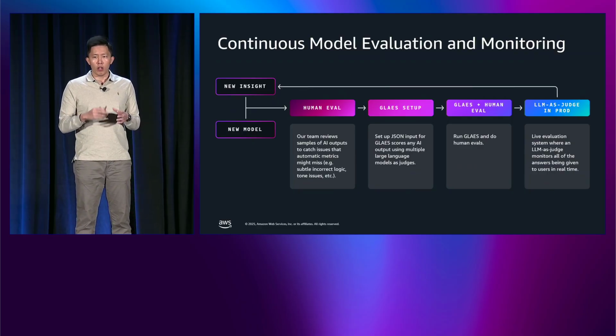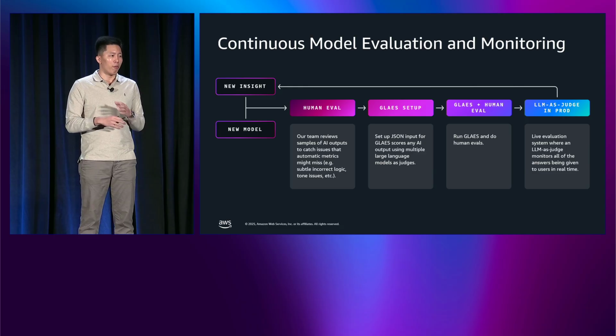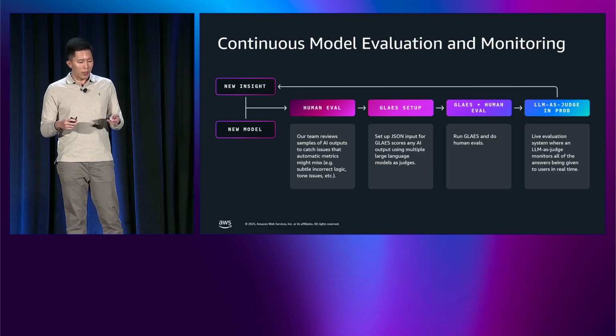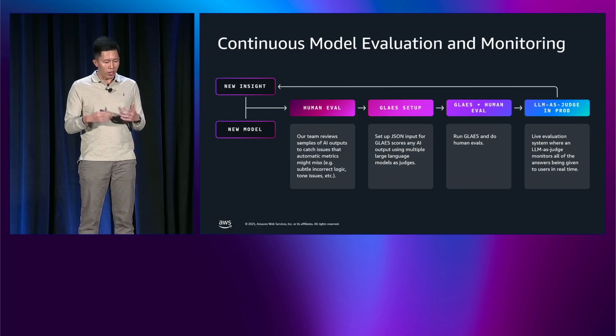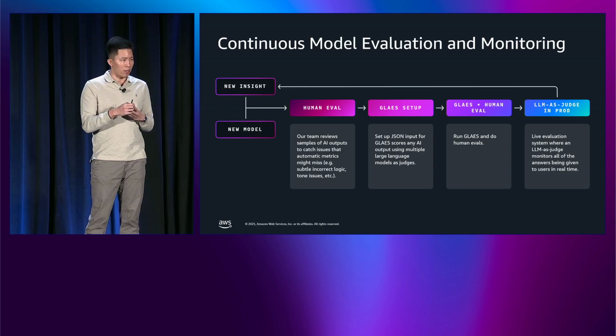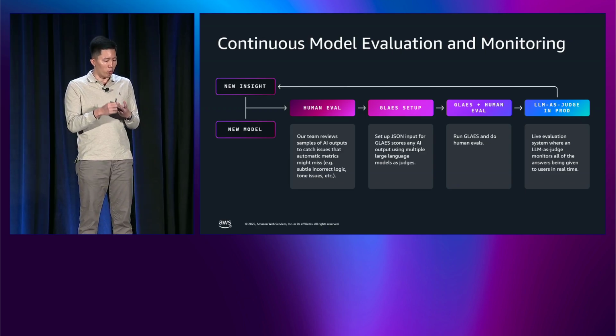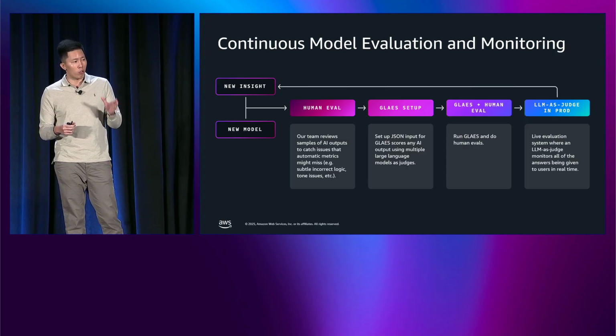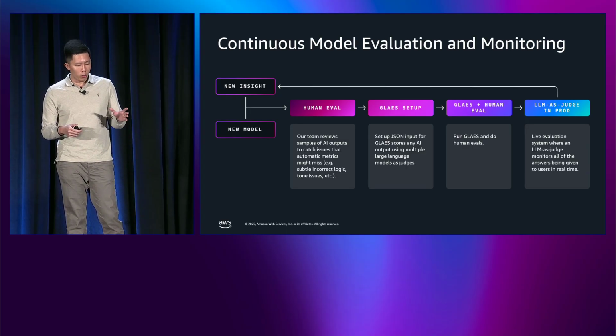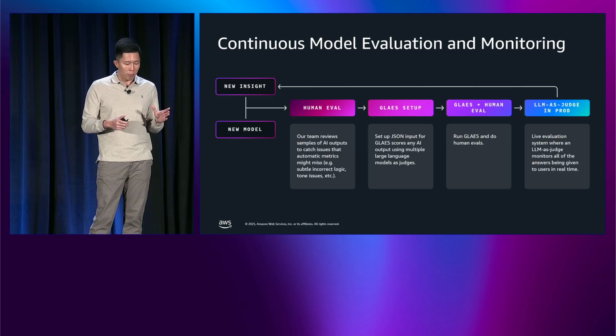Model evaluation is not a one-off event. New models come out very frequently, and there are typically two triggers that make us want to do a model evaluation. One is a product insight. Second is a new model coming out that we think is worth testing. The first step of model evaluation is always human evaluation. A lot of models get filtered out simply in this step.